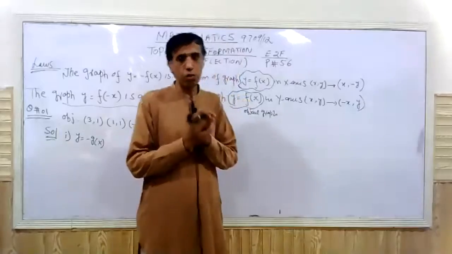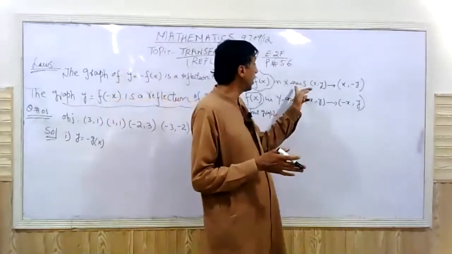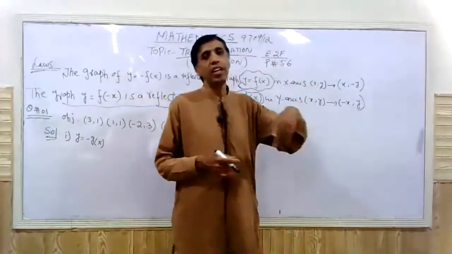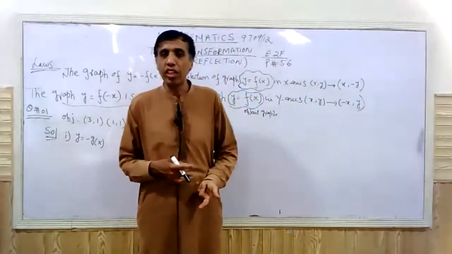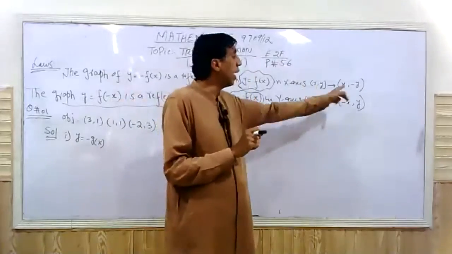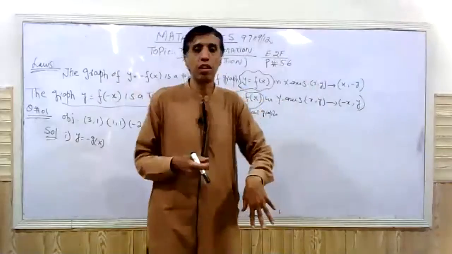The difference between these two graphs is that at the x-axis, x is the same, and at the y-axis, y is the same, and the other coordinate will be in the opposite sign, not just negative, but opposite. If it is plus, then it becomes minus. If it is minus, then it becomes plus.